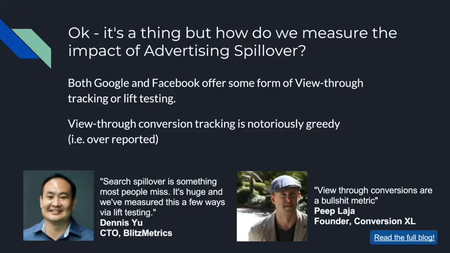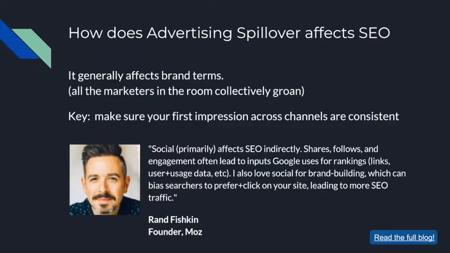How do we measure it? Well, Google and Facebook offer some form of view-through conversion tracking or lift testing, but they're considered unreliable metrics to run with. We do know that there is lift generated. So how would it generate lift? How would it change your SEO for your site? It will primarily affect your brand terms.